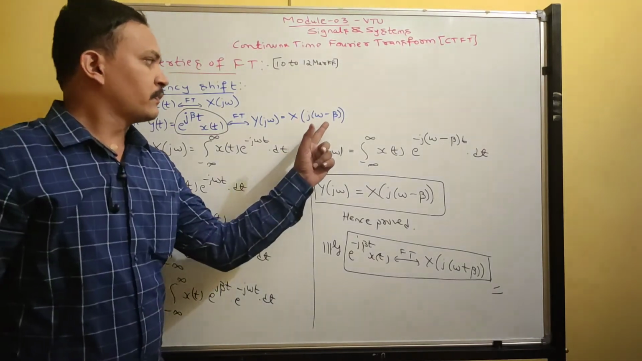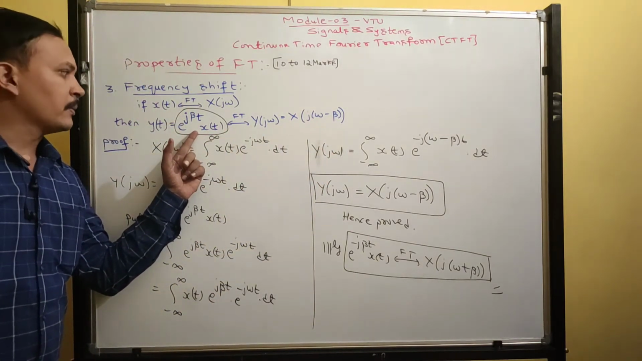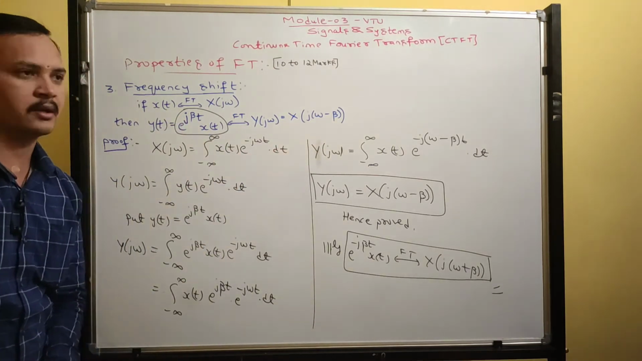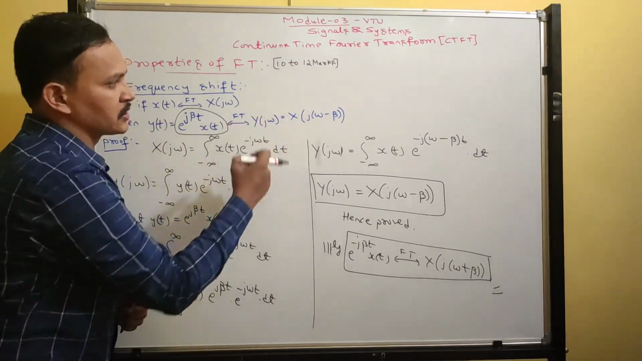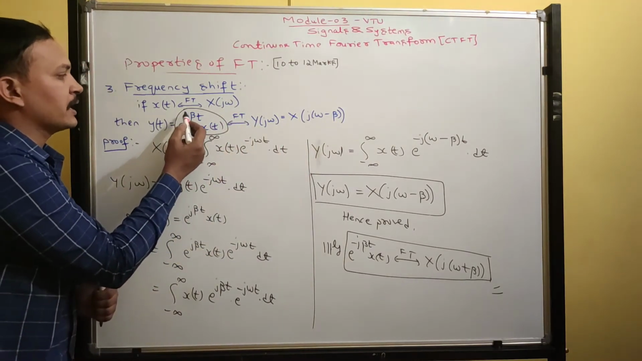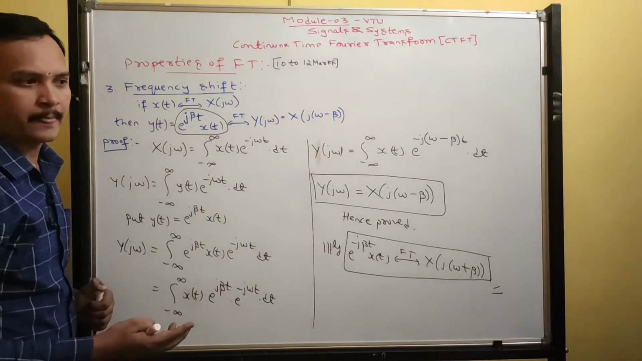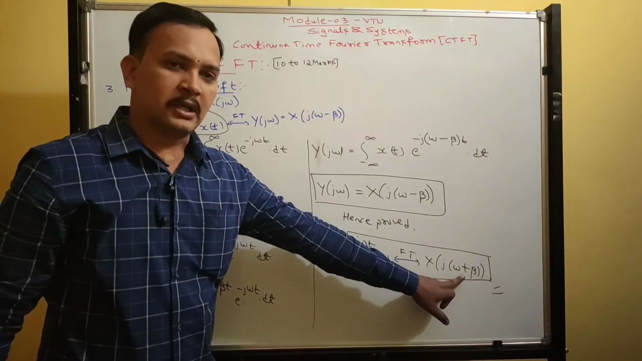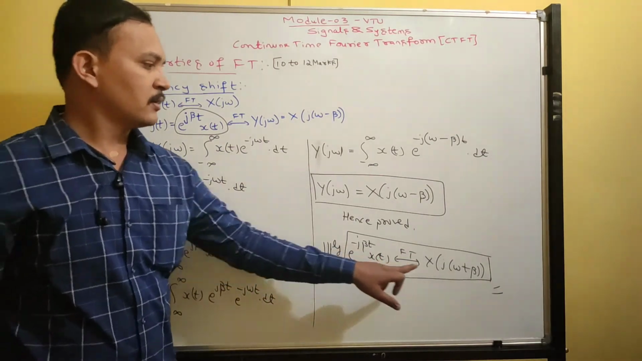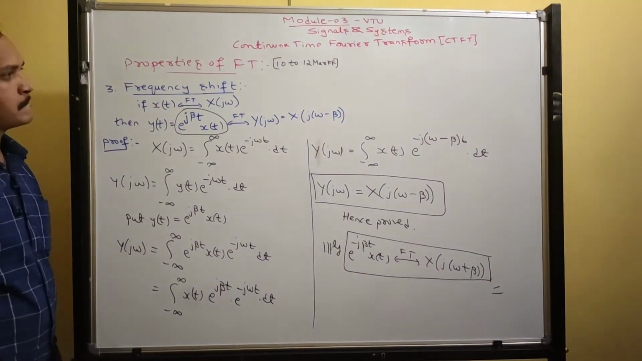Otherwise, we can say shifting in the frequency domain will give multiplication by an exponential in the time domain with opposite sign. You can get it in the reverse way, which is more convenient. Shifting in the frequency domain results in multiplication by an exponential in the time domain with opposite sign: minus beta, plus beta; plus beta, minus beta. Fine. Next we can move to the scaling property.